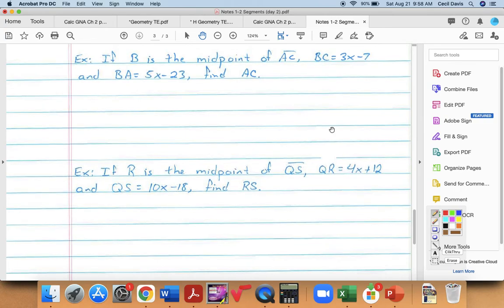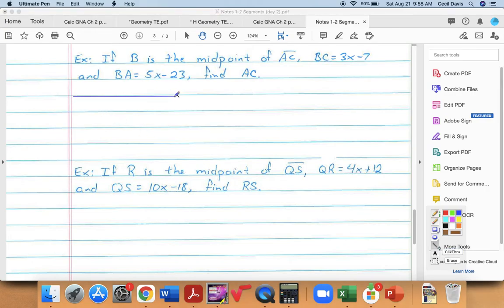Sometimes the midpoint problems will be an algebra problem. And again, if it's an algebra problem, if you don't have an equation in all your work, you get 0 credit even if you have the right answer. So let's read this. If B is the midpoint of segment AC, the length of BC is 3x minus 7, and the length of BA is 5x minus 23. Find the length of AC. There is a lot going on in this problem. Let's take a look. So it says B is the midpoint of segment AC.